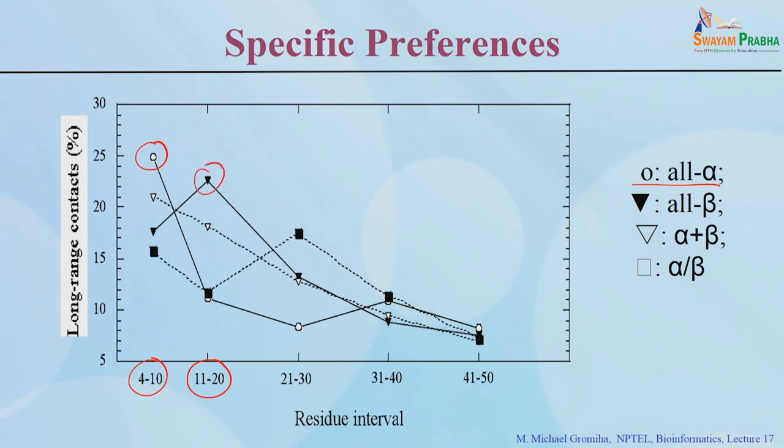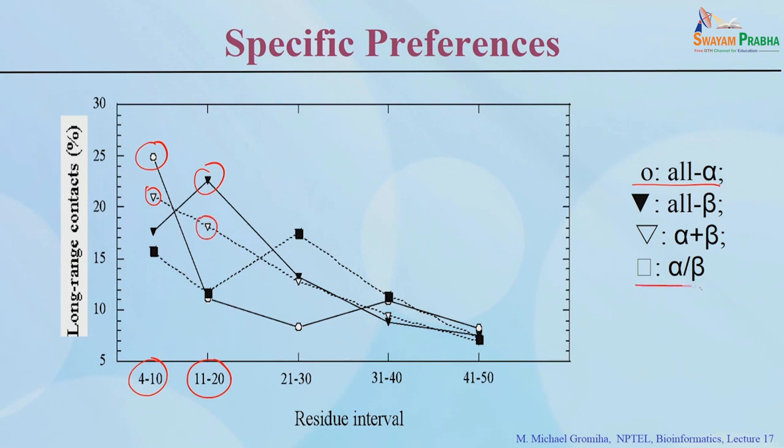If we look into alpha plus beta proteins, that is in between, right, you can see both the cases. This is the all alpha, this is all beta, you can see that is in between that. Here also all beta, here is all alpha, in between all alpha and all beta.